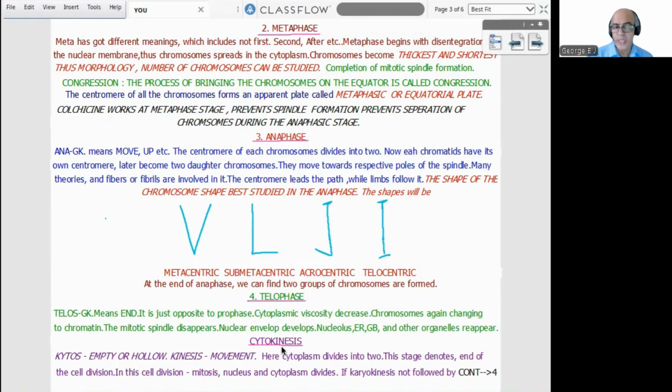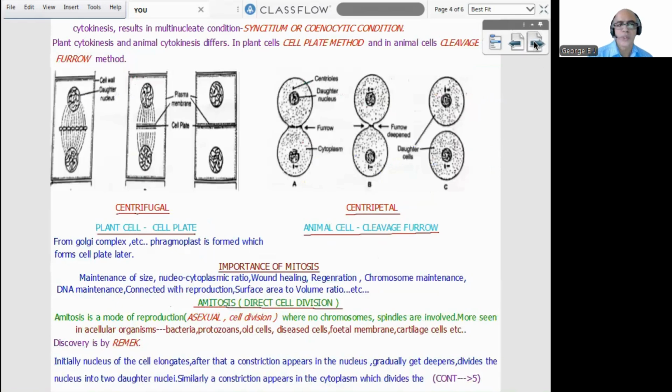If karyokinesis is not followed by cytokinesis, it results in a multinucleate condition, a cell with more than one nucleus. It is otherwise called syncytium or syncytic condition. It is due to lack of cytokinesis after karyokinesis.